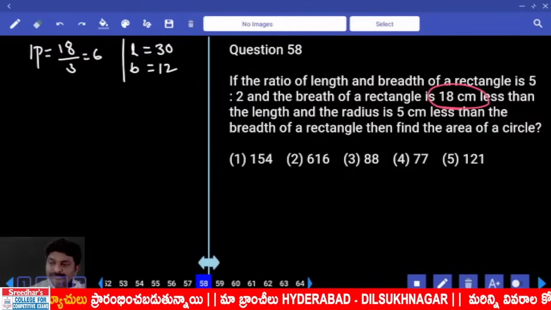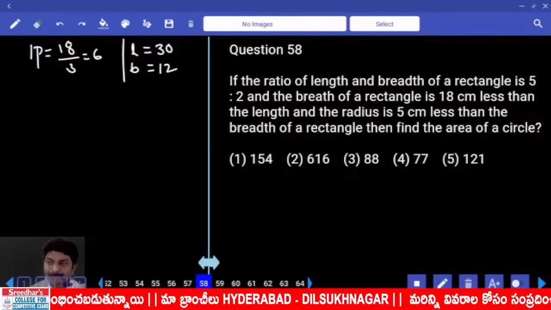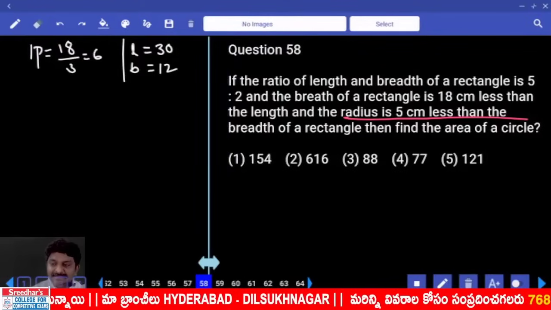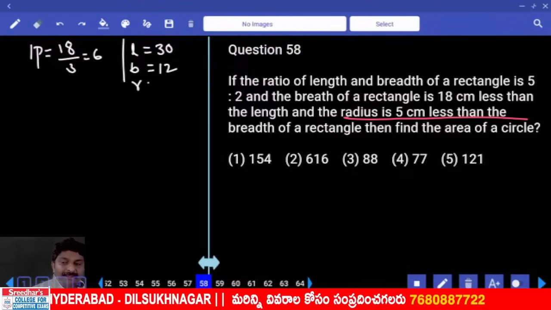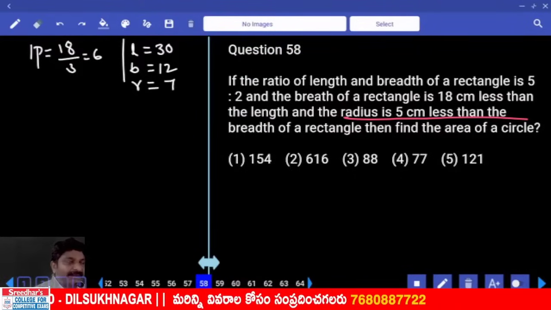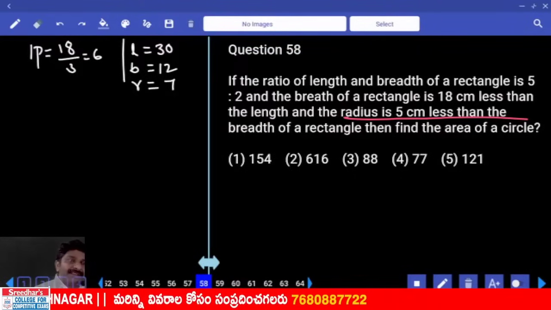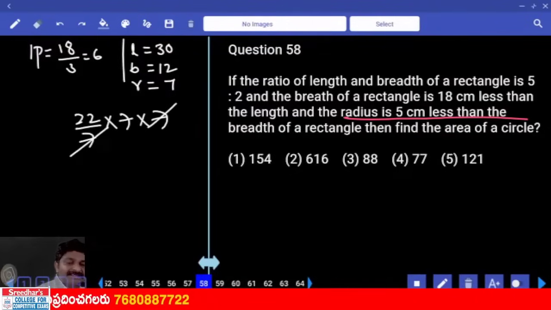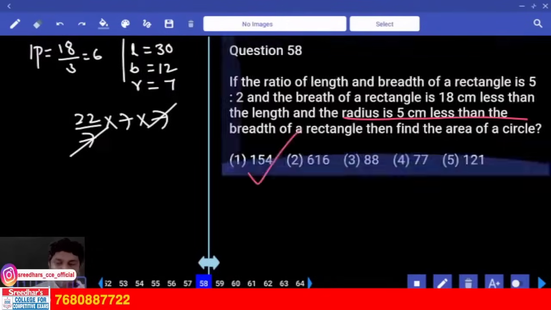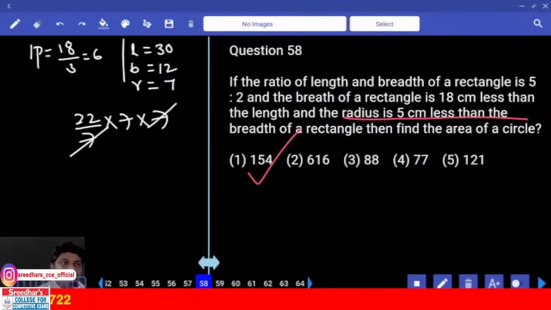Now, find the area of the circle. Radius is 5 centimeters less than the breadth. 5 less than 12, which is equal to 7. Area of the circle, pi r square. 22 by 7 into r square, I will write it as 7 into 7. 7 gets cancelled, 22 7 times, 154.